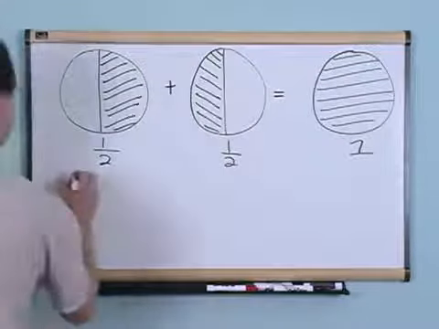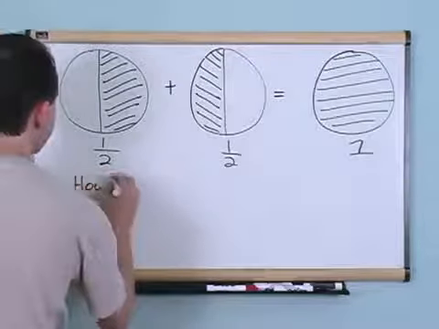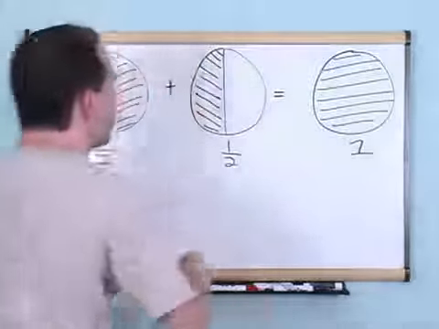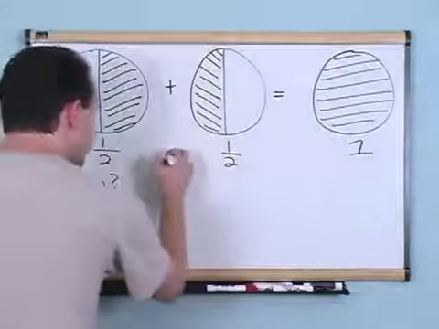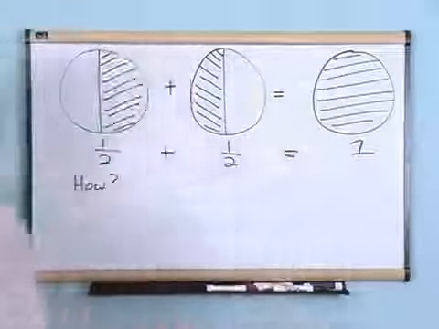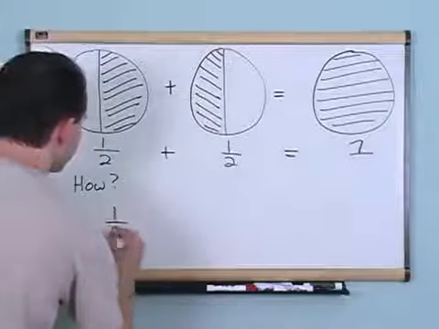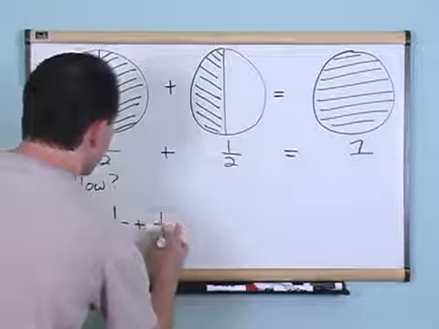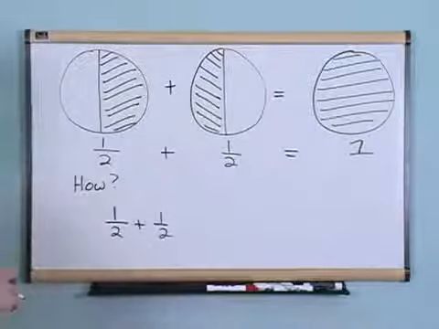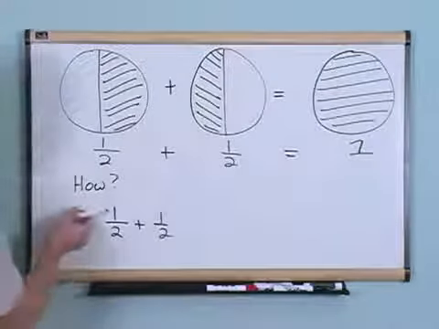Now, how can this be? I mean, it makes sense just by looking at the pictures, but how does this added with this equal 1? And that's what I'm going to teach you here, okay? Let's go ahead and write it down. 1/2 plus 1/2, okay?